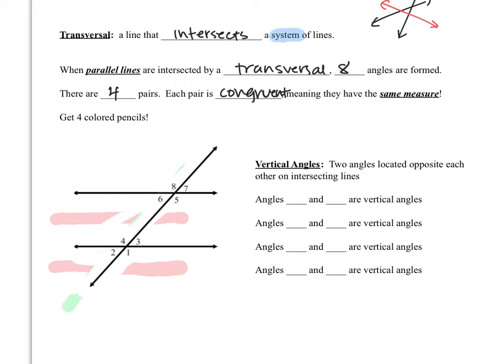Let me just get rid of this. The first set is going to be vertical angles, located opposite each other on intersecting lines. My first set of vertical angles would be angles 8 and 5, which means 8 and 5 have the same measure. Then I also have vertical angles 6 and 7, which also have the same measure. Then 4 and 1, and my last set of vertical angles would be 2 and 3. For example, if I knew that angle 2 is 30 degrees, that would mean that angle 3 is also 30 degrees because they're vertical.